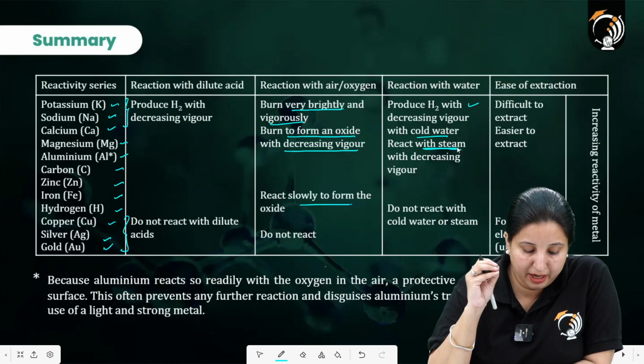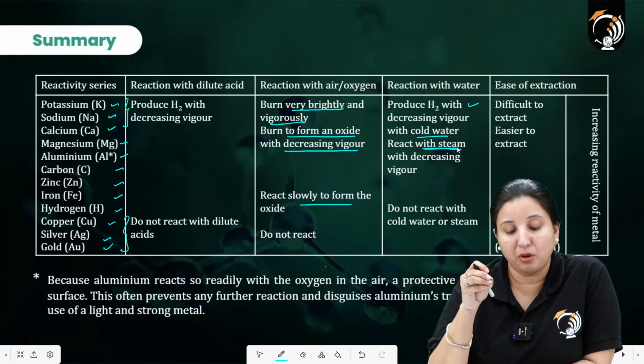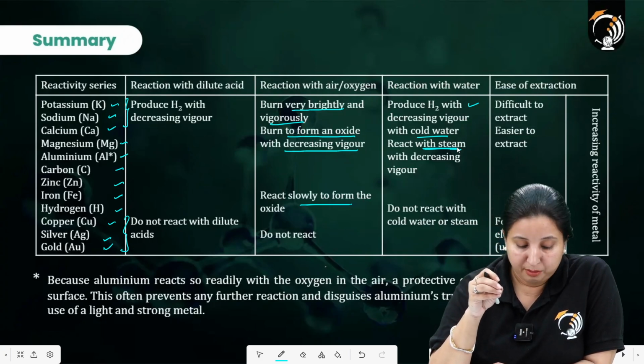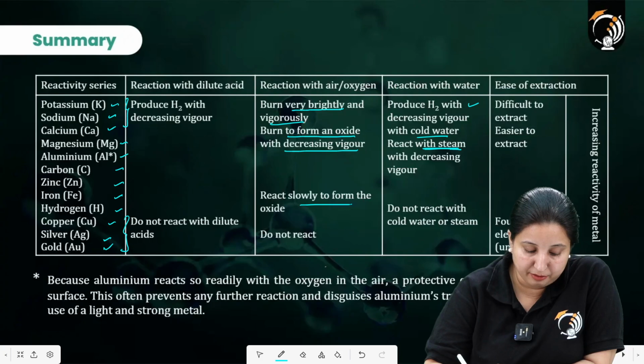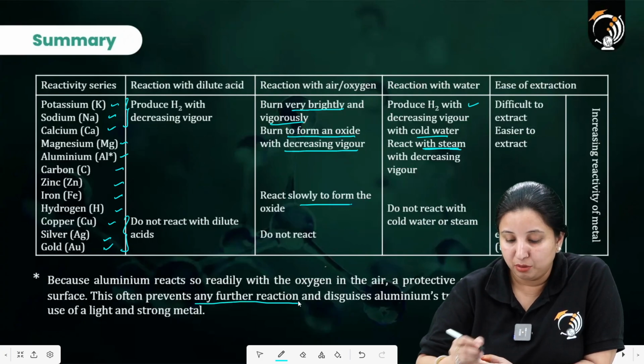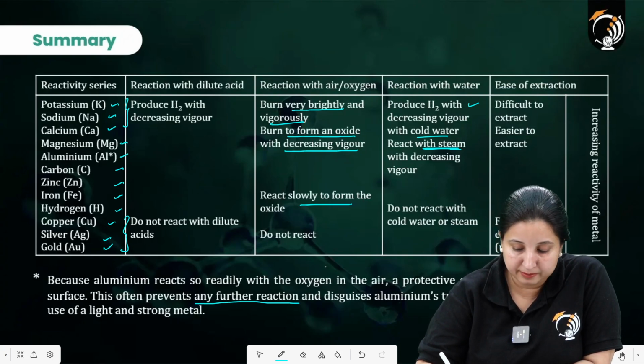Now aluminum reacts very readily with the oxygen in the air, but a protective oxide layer is formed on its surface, because of which it prevents any further reaction. In the case of aluminum, it is.